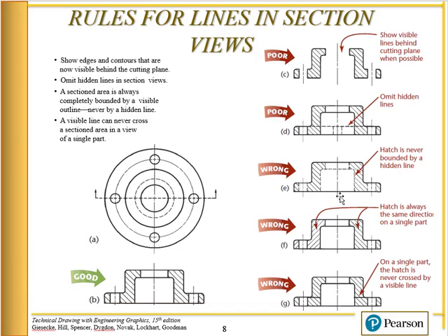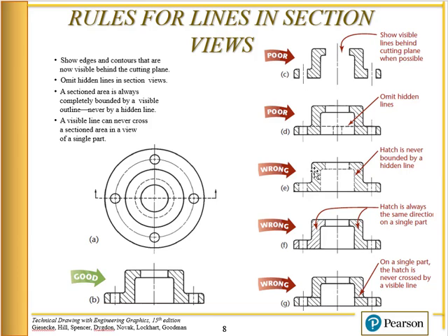We don't do that. The other thing that's wrong would be to use dash lines. Never use dash lines. Your cross hatching should never be bounded by a hidden line. That's just wrong.